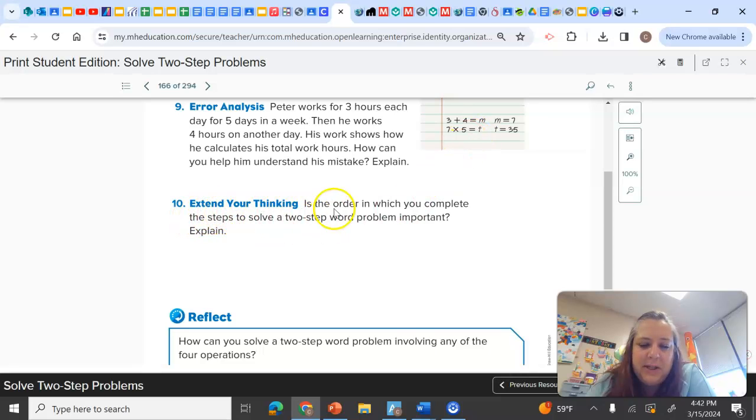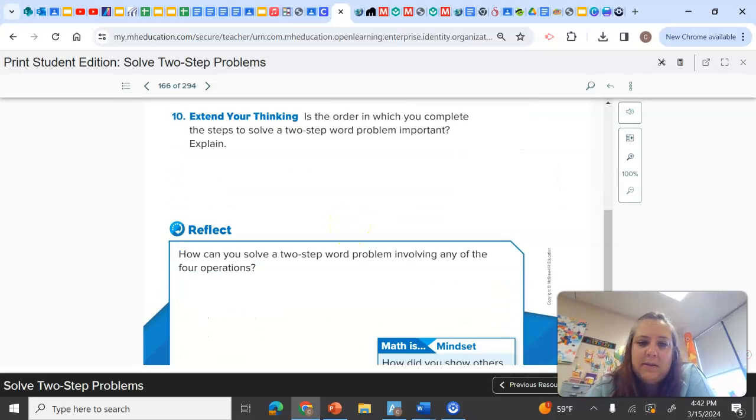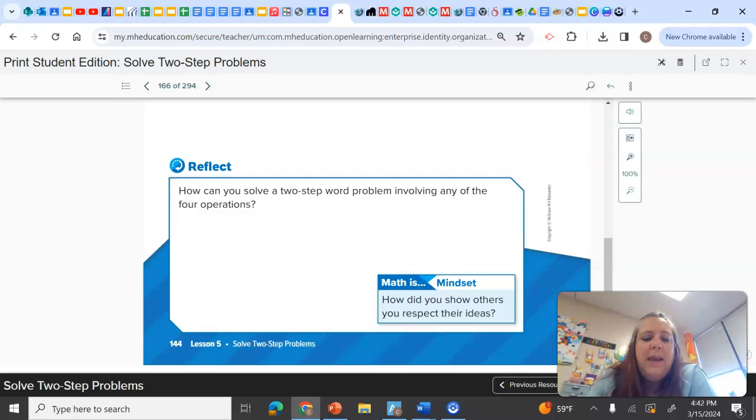Number 10, extend your thinking. Is the order in which you complete the steps to solve a 2-step word problem important? Explain why or why not. And the reflect is optional. How can you solve a 2-step word problem involving any of the 4 operations?